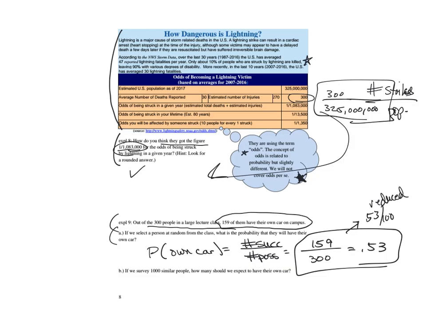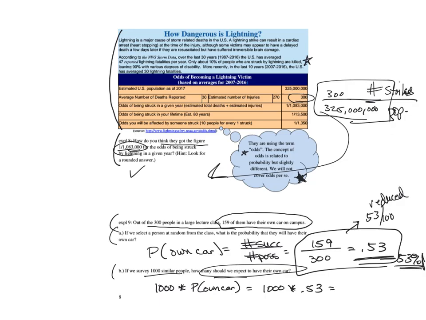Okay. Part B, if we survey 1,000 similar people, how many should we expect to have their own car? What we're supposed to do here is just take 1,000 and multiply it by the probability that they have their own car. So 1,000 times 0.53. Basically, this 0.53 can be thought of as 53%. So what we're really doing is finding 53% of 1,000, and that could be a good interpretation. Okay, there you go.